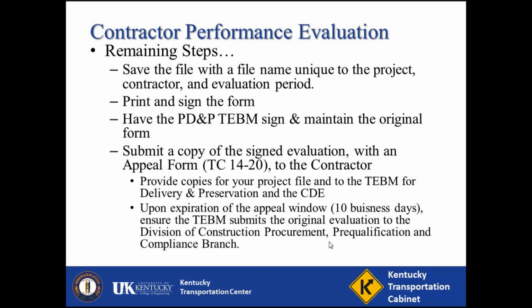form to the Central Office Division of Construction Procurement, Pre-Qualification and Compliance Branch once the appeal window has expired. You can then send a copy of the signed evaluation with an appeal form to the contractor. Then submit copies of the signed form to the branch manager for project delivery and preservation, to the chief district engineer, and place a copy in your project file. Once the appeal window of 10 business days has elapsed without an appeal submitted, ensure the branch manager for project delivery and preservation submits the evaluation to the Division of Construction Procurement with attention to the pre-qualification and compliance branch.